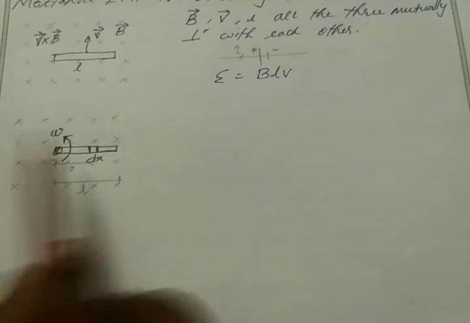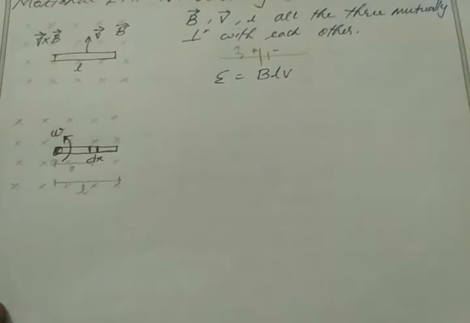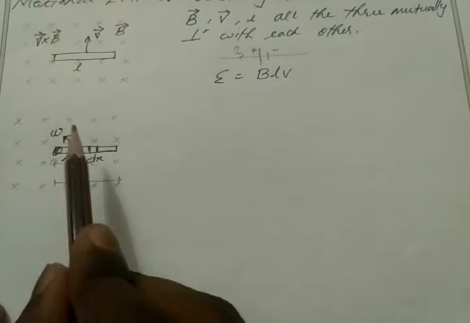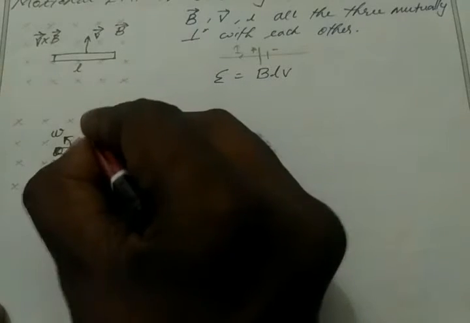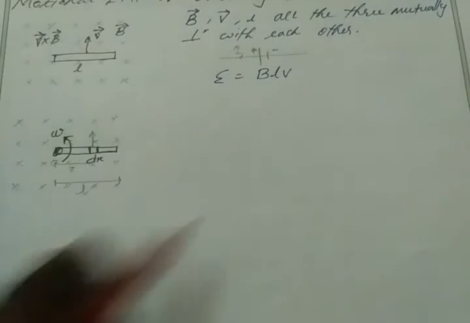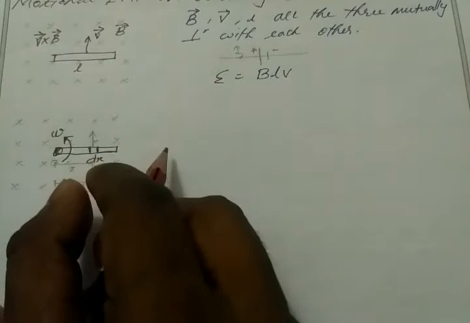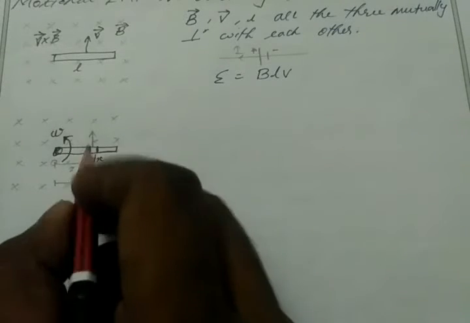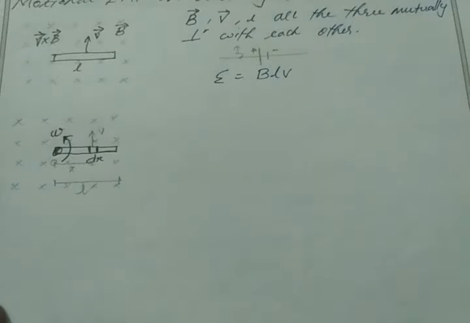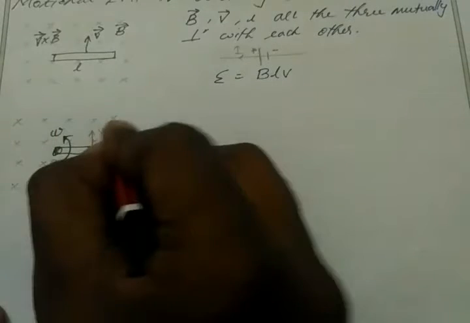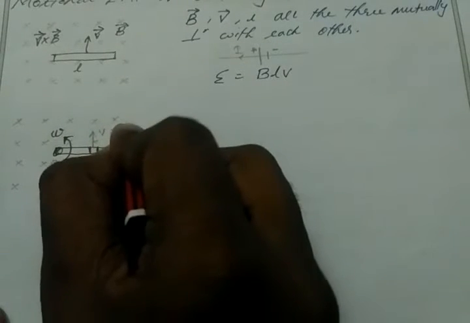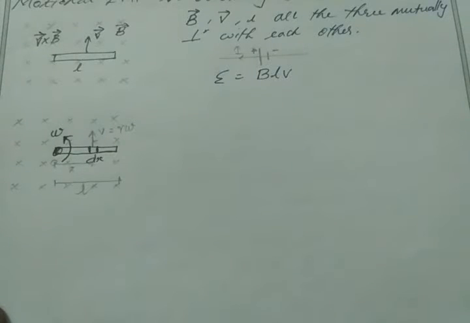When this rod starts to rotate like this, the small portion dx has a velocity upwards, right? When it rotates anti-clockwise, the portion dx will move upwards. So this small portion moves upwards with velocity v, and we know another formula for v when the rod is rotating, that is v equal to r omega. This is the relation between linear velocity and angular velocity, v equal to r omega.